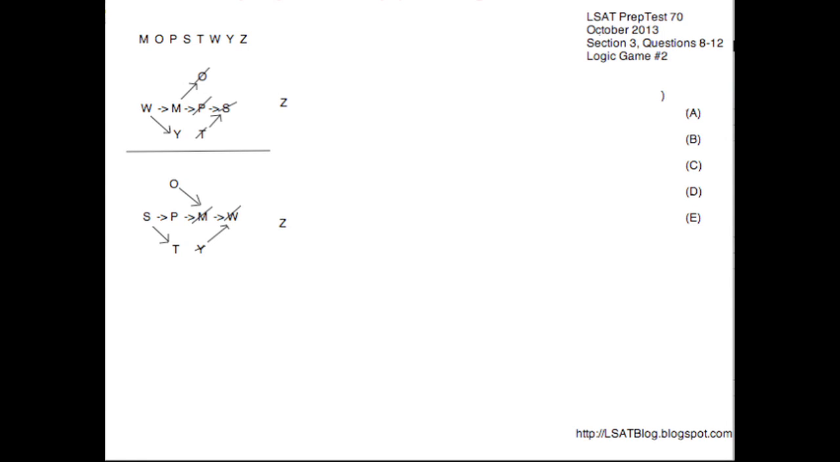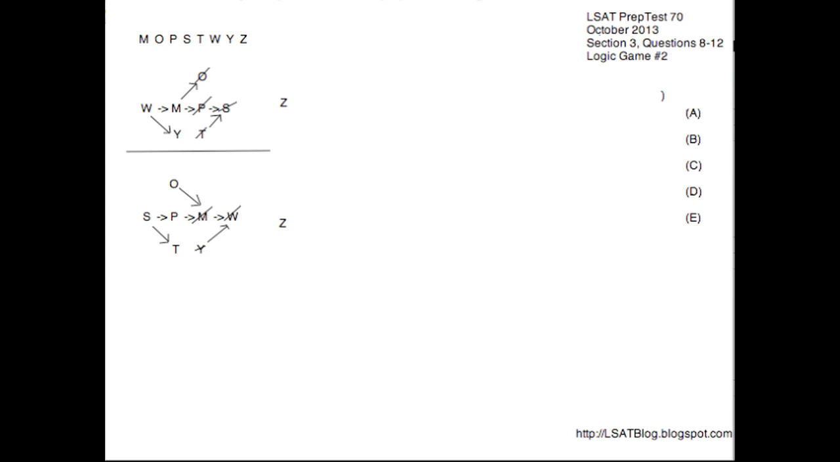Hey guys, in this video I'm going to explain the second logic game from PrepTest 70, which is the October 2013 LSAT. This logic game is a selection game, also known as in and out. It's a type of grouping game, and we know this because we're choosing employees for a team out of a list of 8, and we're choosing at least 4 to be in.